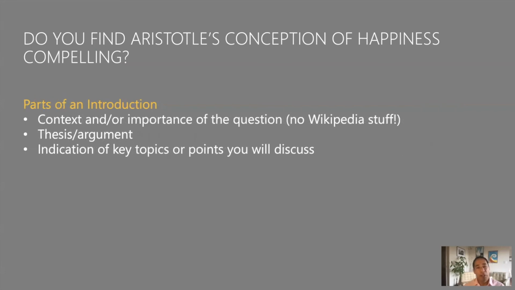So let's look at the introduction in a little bit more detail. I'm going to break it down into 3 parts. So the first one, if you look here, is context, or basically stating what the importance of the question is. Again, no Wikipedia stuff, as a general historical introduction. Then next will be my thesis or argument, which is the answer to the essay question in 1 to 2 sentences. And then we're going to look at the indication of key topics or points that I will discuss that are going to support my answer to the essay question.